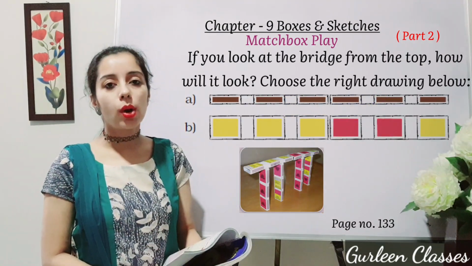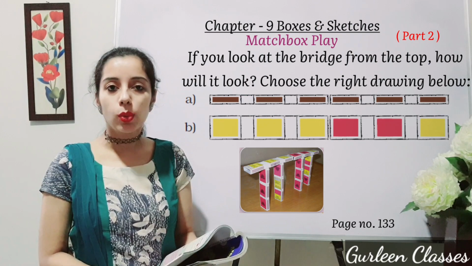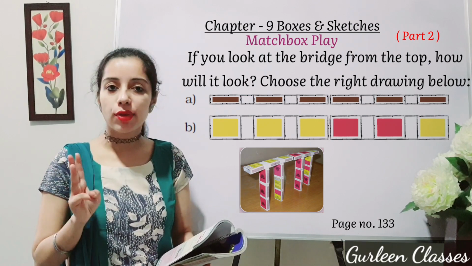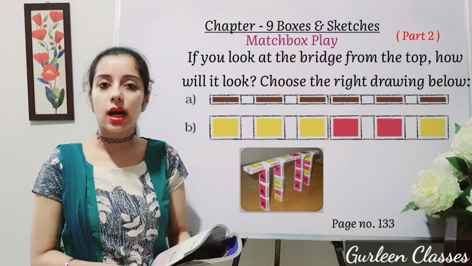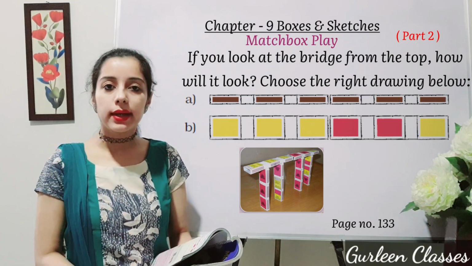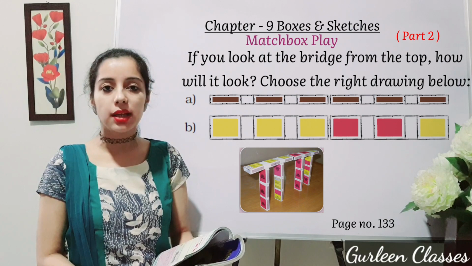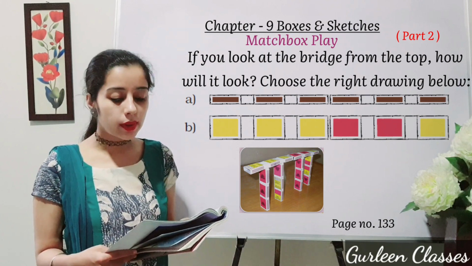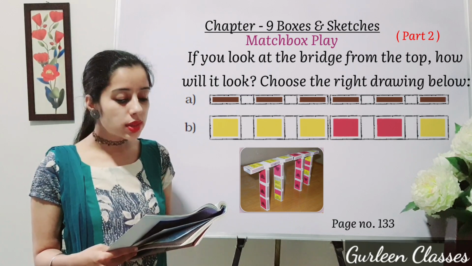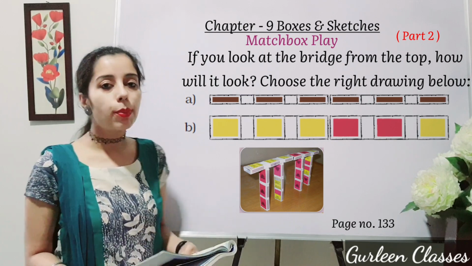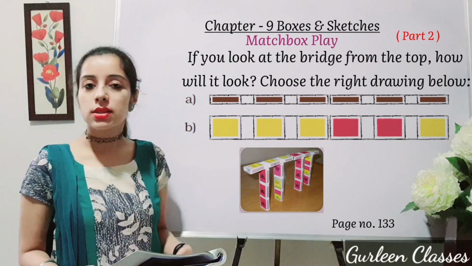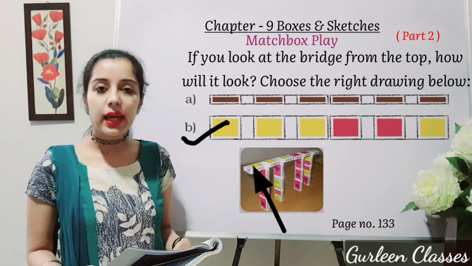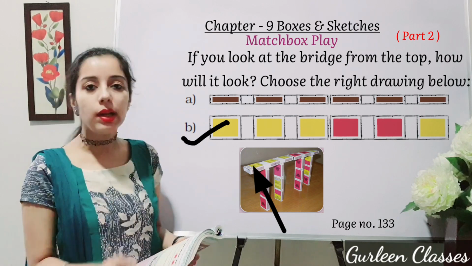So students, I hope you all know 3 different views of seeing an object. Top view, side view and front view. So here we are discussing 3 views. So now let us do the question given in your book, page number 133. If you look at the bridge from the top, how will it look? Choose the right drawing below. So in your books you can see A and B part. So students, now you tell me which is the top view of the bridge. B part is the top view of the given bridge.